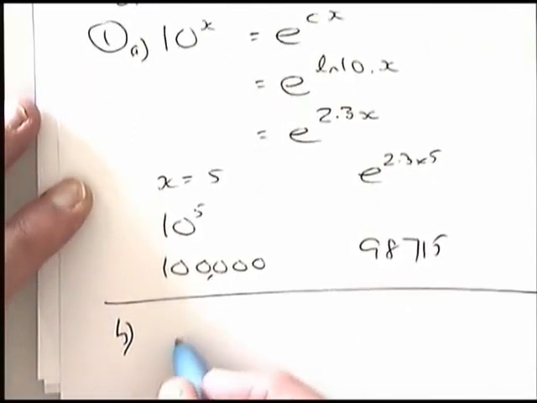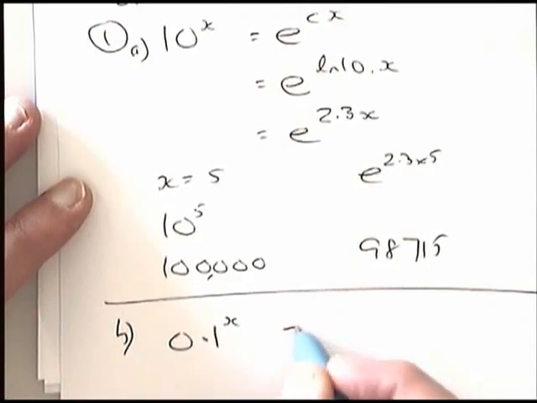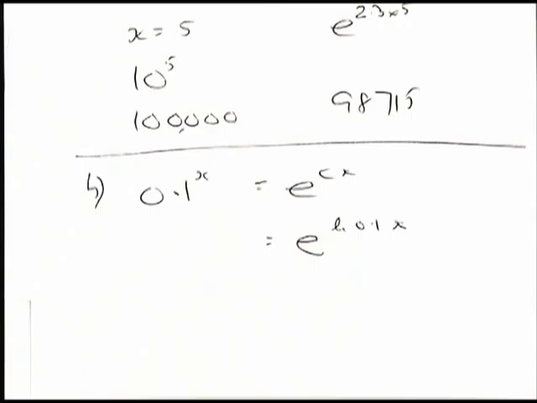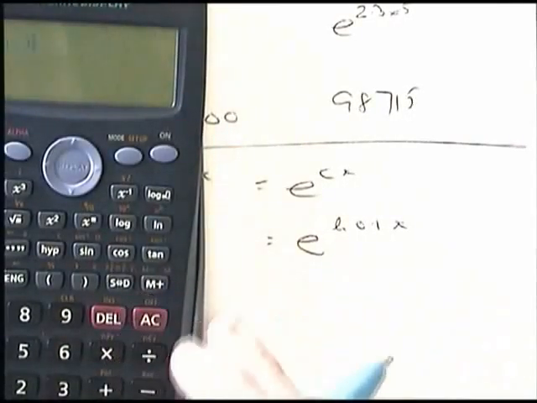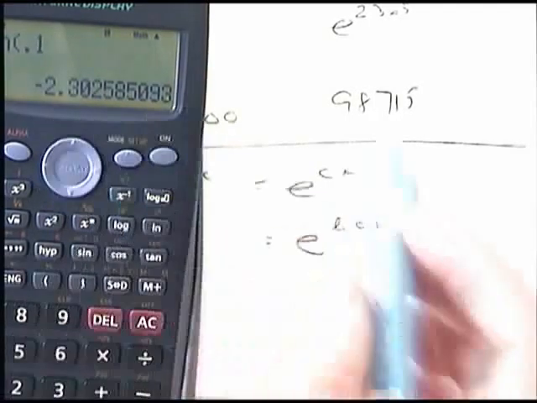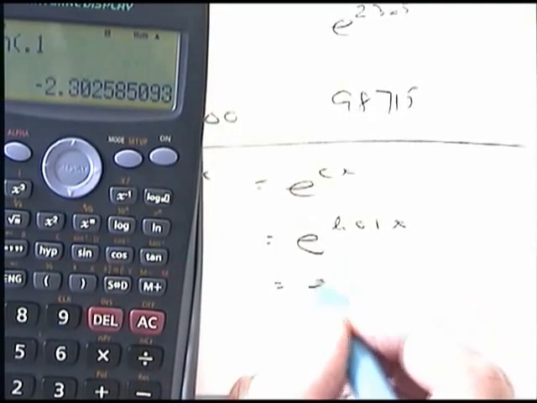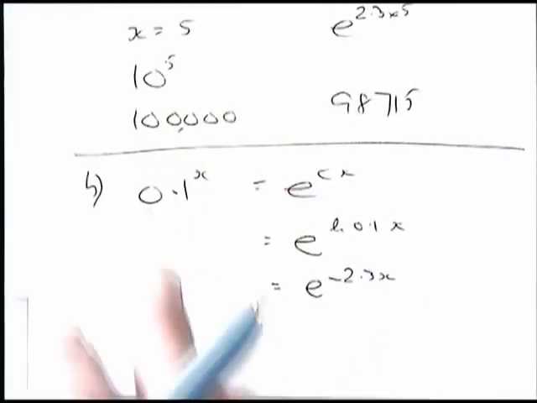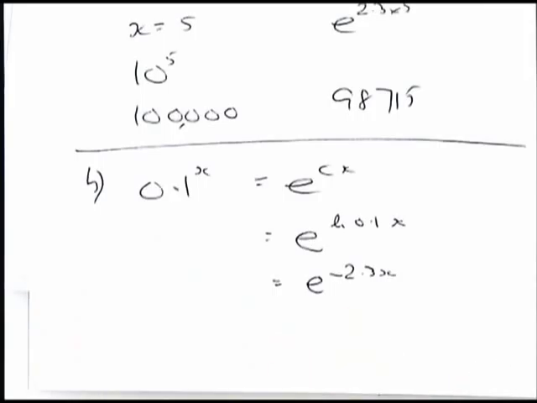In part B, they want us to rewrite 0.1 to the x in the form of e to the cx. So the key thing is this will be e to the log of 0.1, log of that thing there, times by x. And if we do on a calculator log of 0.1, that comes out to be minus 2.3. So this is the same as e to the negative 2.3x. Those two things are equal to each other, they're equivalent in every way.